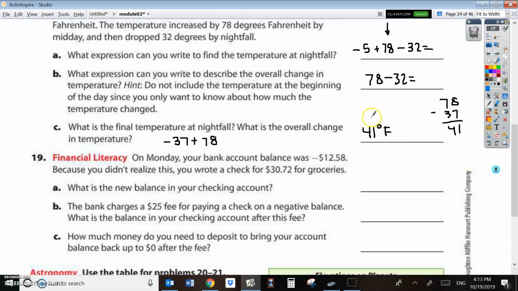So this is the answer to the first question. Final temperature is right here. Okay. And now they're asking, what is the overall change in temperature? And that's 46. That's the overall change.